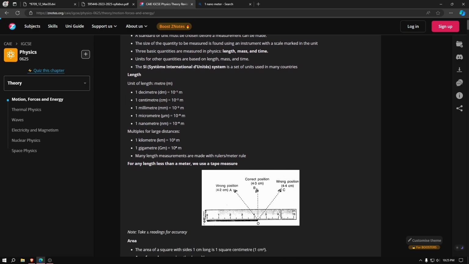Though it is not mentioned in the syllabus, you need to know these things, so we'll be going over this first. Unit of length, meters. You might normally know how to measure lengths by using units, and the units go like this: kilometer, hectometer, decameter, meter.